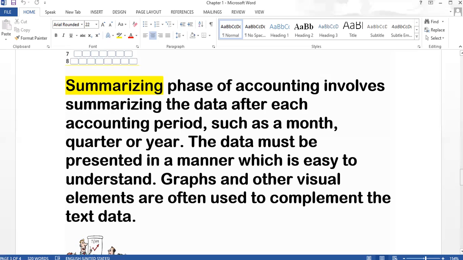This can also be done through graphs and other visual elements so that people can understand better. Few people may want to understand the total salaries for the whole year. They may not be ready to understand how much is there for monthly salaries. So for them, they need the total salaries, which can be represented in a graphical manner. So that is summarizing.